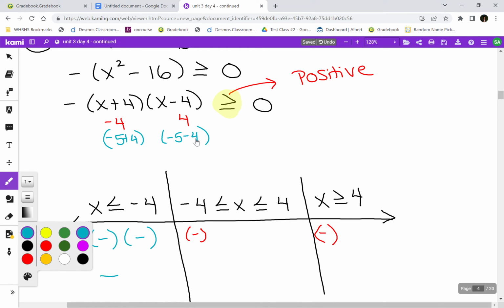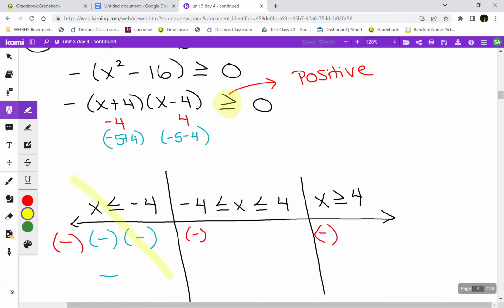Do we want a negative or do we want a positive? Positive. So what are we doing here? Rejecting this. If we reject the first column, which other column do you think we're going to reject? The last column will also get rejected.